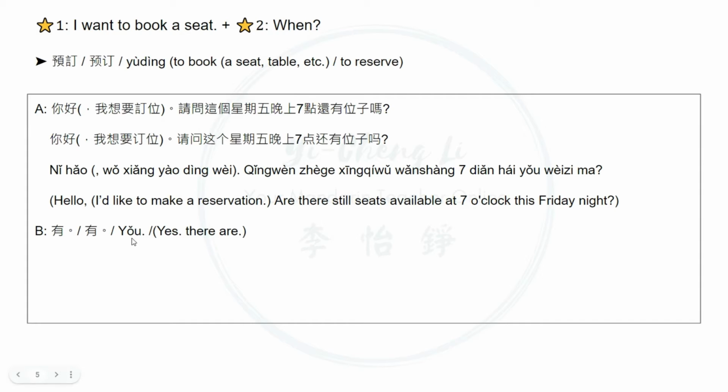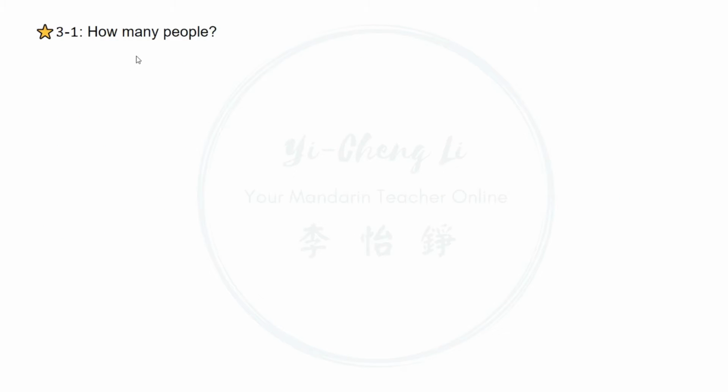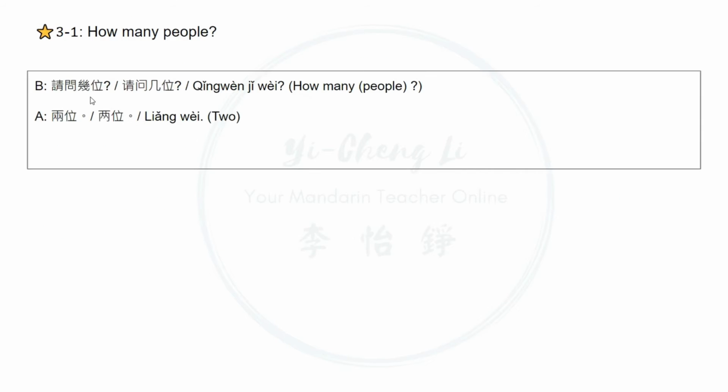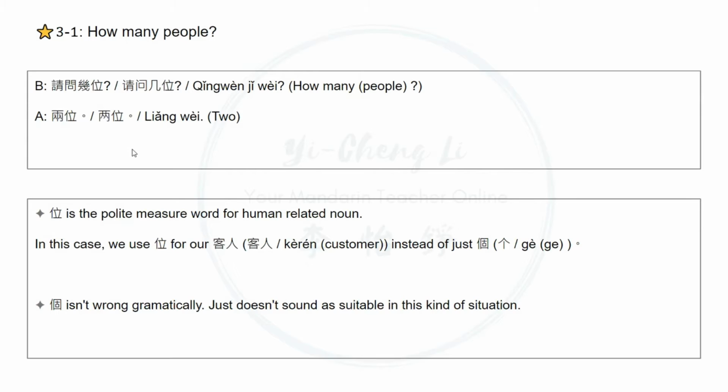Answer: 有, yes, there are. Okay, we will talk about what if there's no seat left. Okay. How many people? 请问几位？Politely asking how many, and then 位 is the measure word. 位 is the measure word for people, for humans, and it is a polite way. So in this case, we are talking about how many customers.